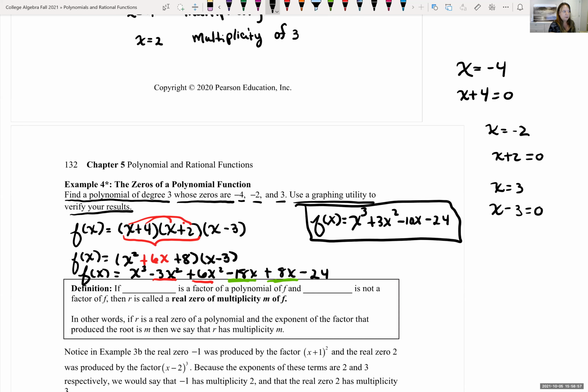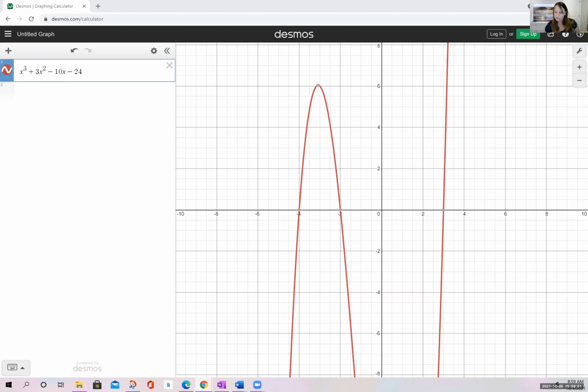Let me pull that up really quick since I have the program Desmos up and show it, and then we'll take a break. Okay, so I put our function into Desmos and graphed it. Notice that we do have our x-intercepts at -4, -2, and +3, and that's what we were given.